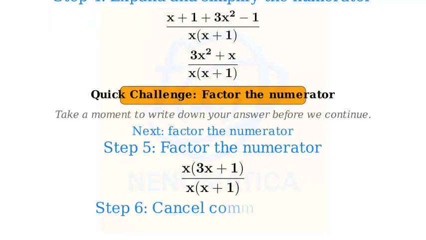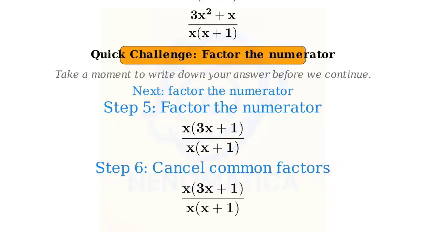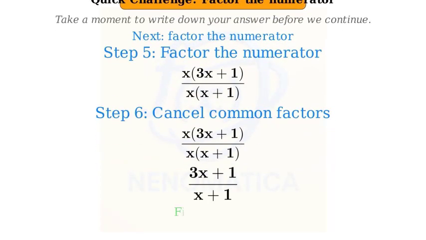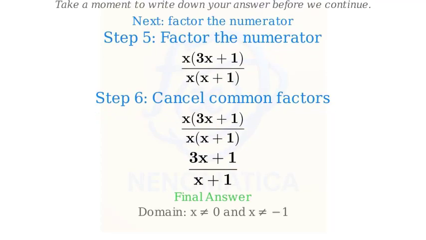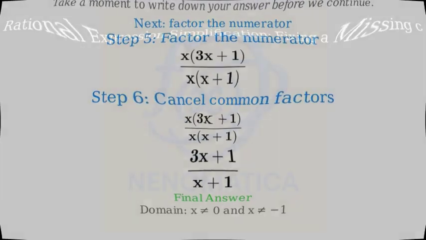Step 6. Simplify the fraction by canceling common factors. When allowed by the domain, we can cancel the factor x in the numerator with the factor x in the denominator, as long as x is not 0. The simplified expression is (3x plus 1) over (x plus 1). Remember the domain restriction: x cannot equal 0 and x cannot equal -1.